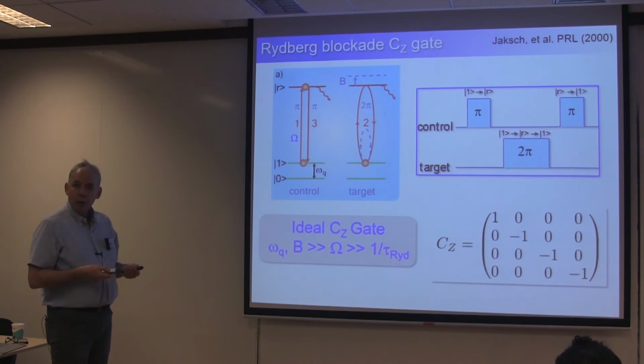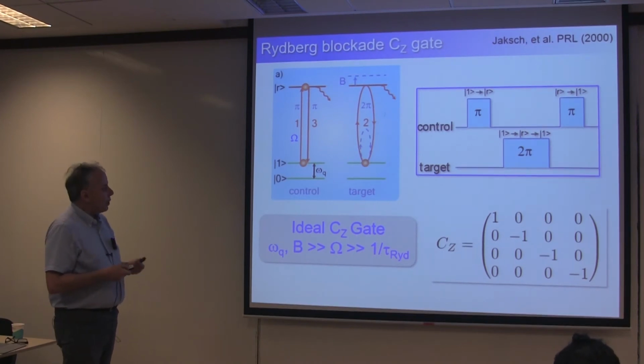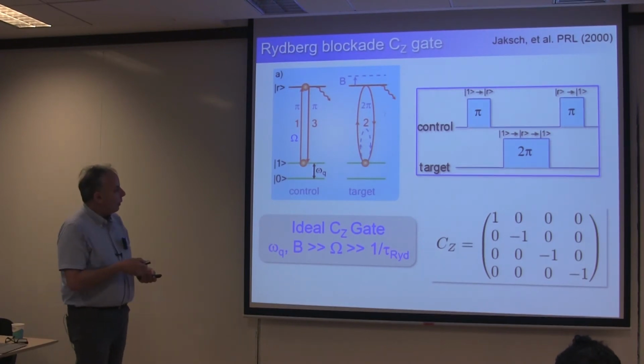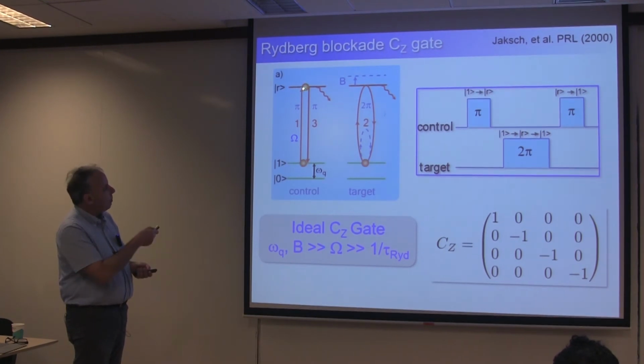More challenging is the 2-qubit gates. So this is the Rydberg interaction again. And the protocol for creating entanglement with the Rydberg interaction is this 3-pulse sequence. I excite a control qubit from the 1 state up to the Rydberg. I then do a conditional 2 pi on the target and return the control qubit back to the ground state.